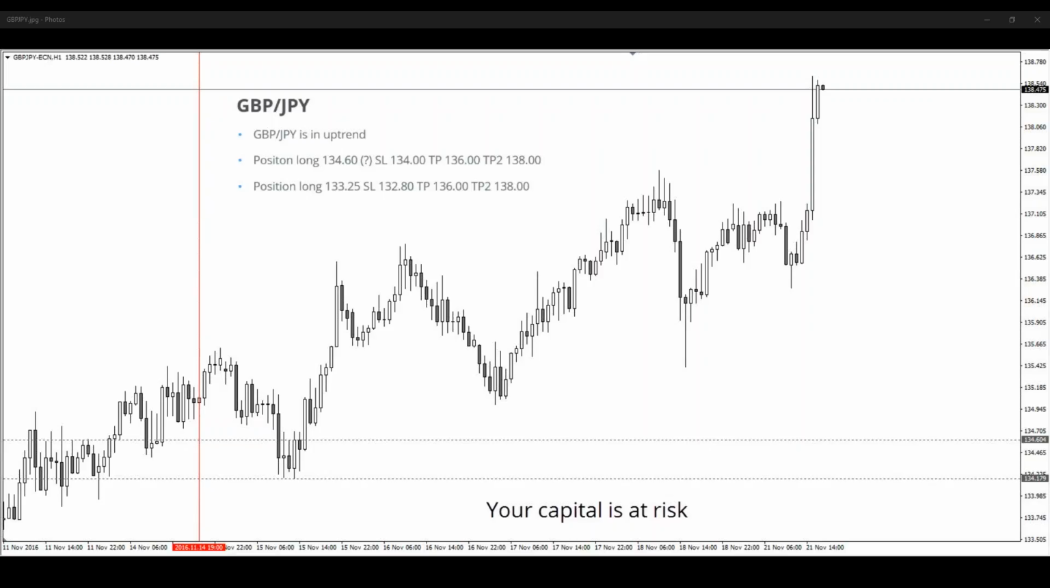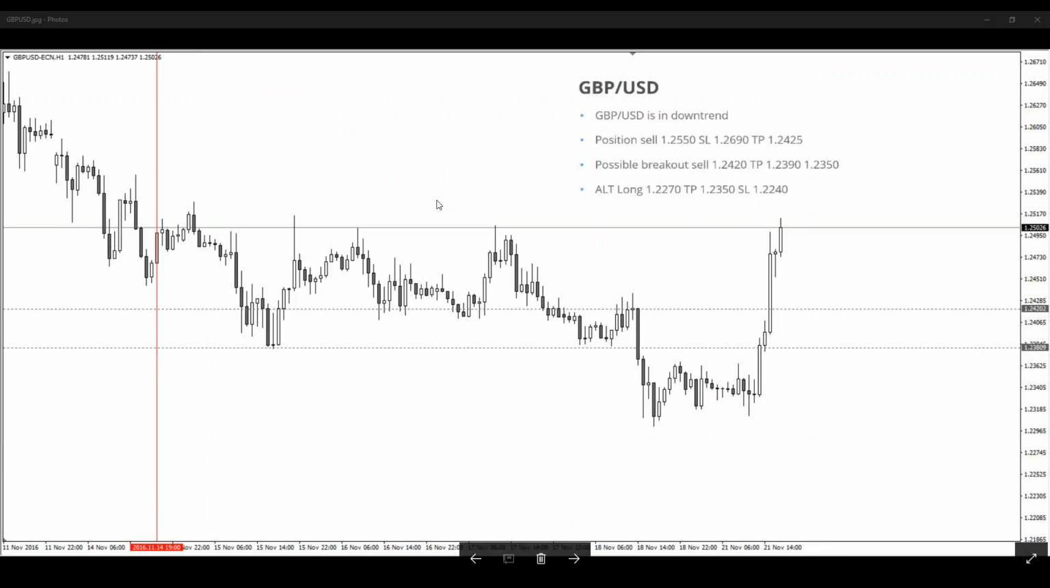Okay, so next one after pound yen, pound dollar, guys. Well, you could see pound dollar even today. Some people ask me what happened with pound dollar today. Well, I said, guys, it doesn't have to do anything with the dollar, because you can see the dollar is strong. So don't be misinformed by various analyses on the internet.